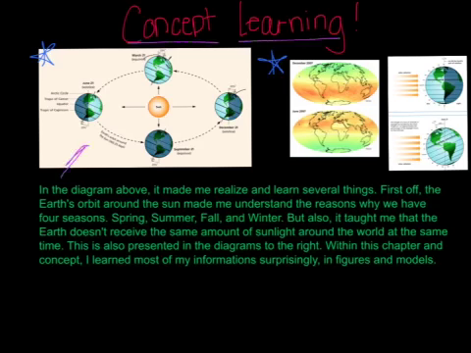In the diagram above, it made me realize and learn several things. First off, Earth's orbit around the sun made me understand the reasons why we have 4 seasons: spring, summer, fall, and winter. But also, it taught me that the Earth doesn't receive the same amount of sunlight around the world at the same time. This is also presented in the diagrams to the right. There's 1 and there's 2. Within this chapter and concept, I learned most of my information, surprisingly, from figures and models.